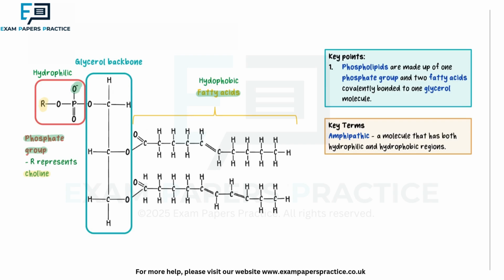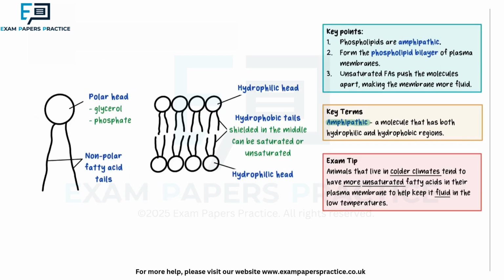Therefore, phospholipids are amphipathic. This amphipathic property is important in the role of phospholipids in the cell membrane. The phospholipids orientate themselves in a bilayer, with their phosphate groups facing outwards in the aqueous environment, and the fatty acid tails protected in the centre. Fatty acids and phospholipids may still be saturated or unsaturated. Unsaturated fatty acids make a more fluid membrane as they push the molecules apart. Organisms can control the fluidity of their membranes using this feature.